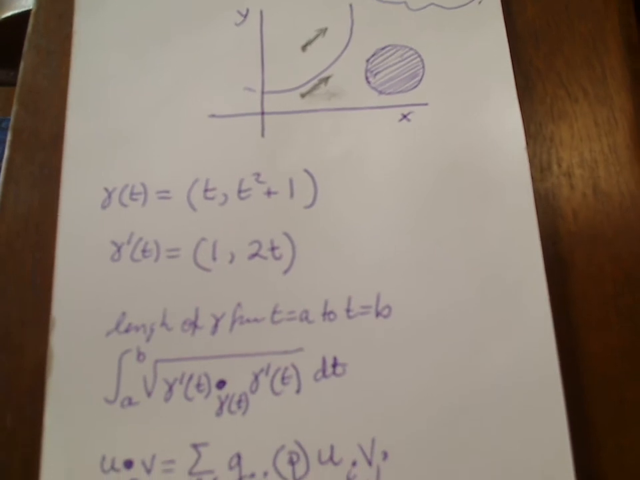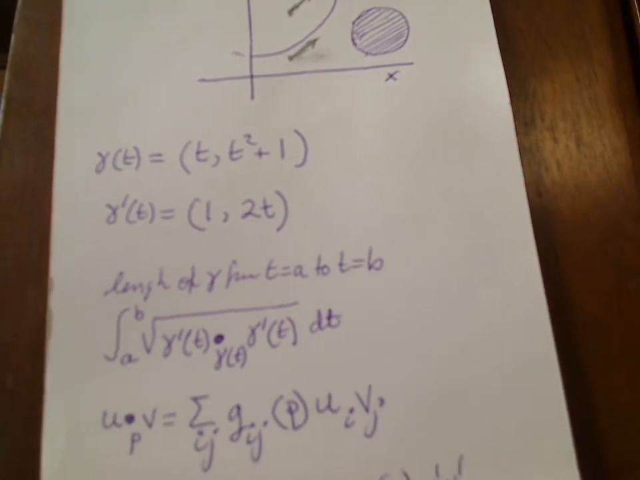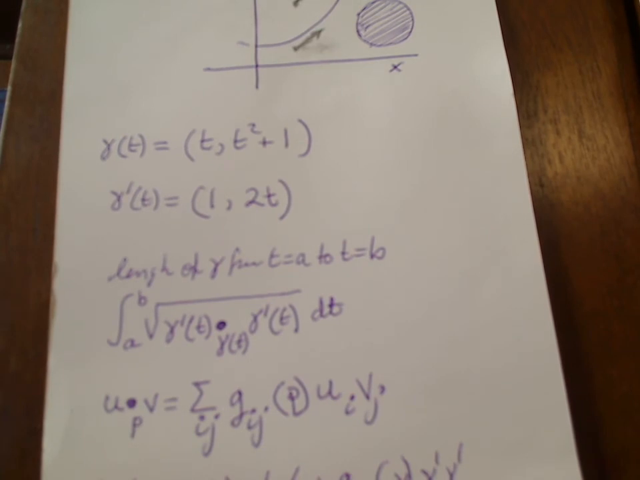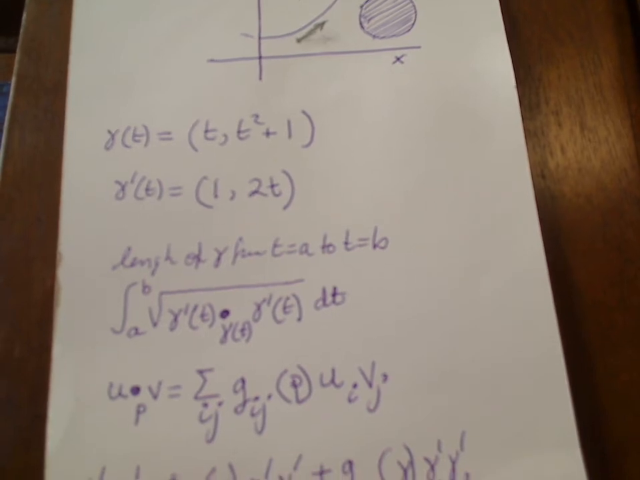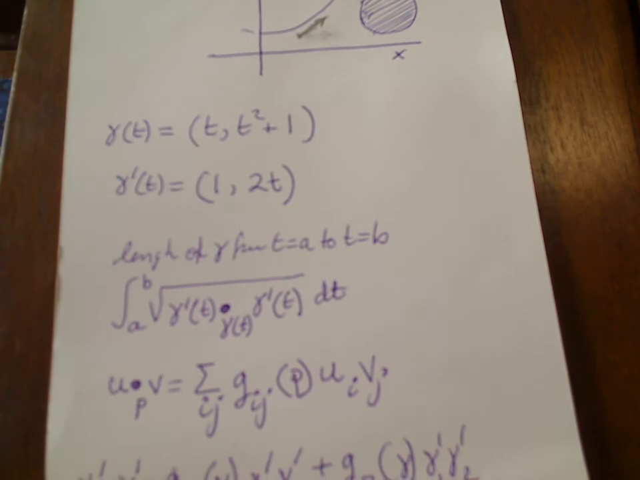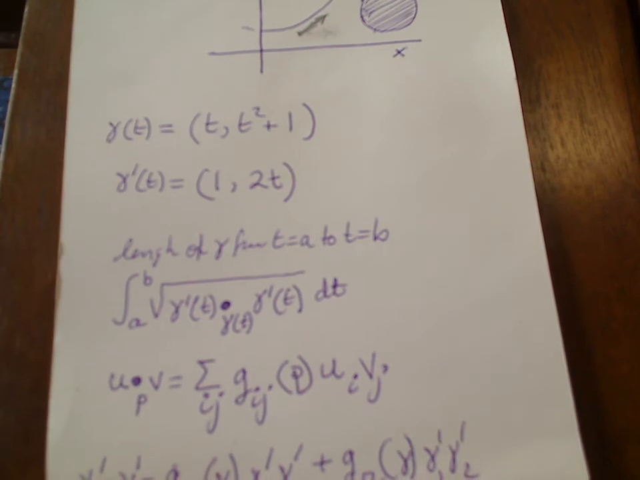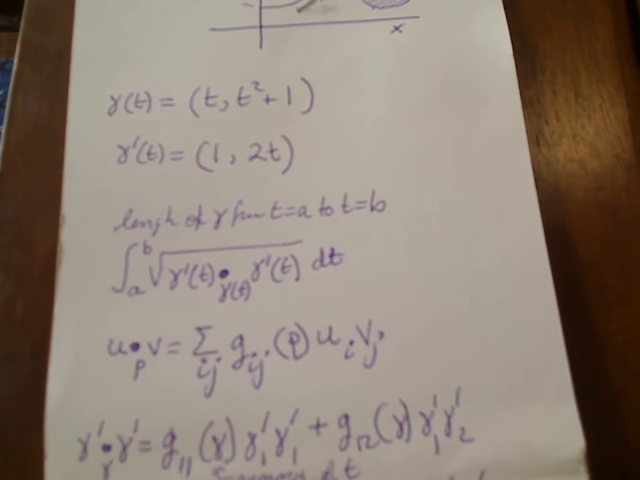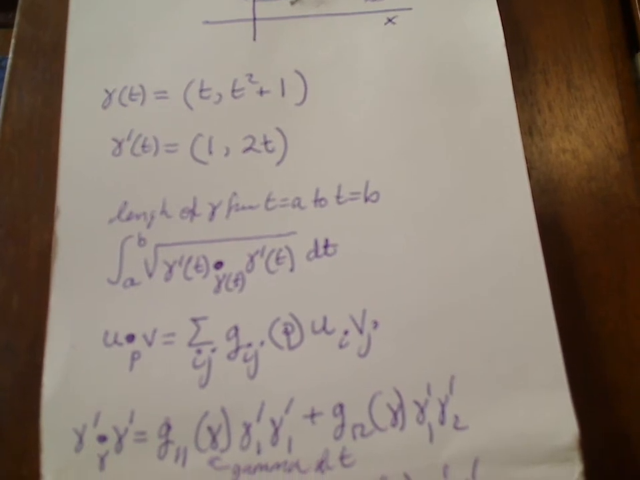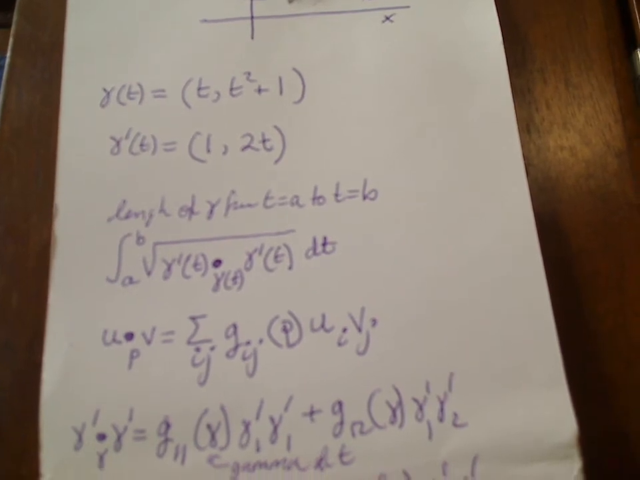Okay, so let's see how we are going to do this. Well, first of all, here's the general formula for the dot product, right? The dot product of two vectors at a point is just going to be the summation over i and j of gij at the point times ui vj. ui and vj are the i and j components of the vectors u and v. In this case, we're going to use the same vector, so v is going to be the same thing as u, because we're taking the length of a vector, in other words, the dot product with itself. But in general, if you needed two vectors, that's how you would do it.